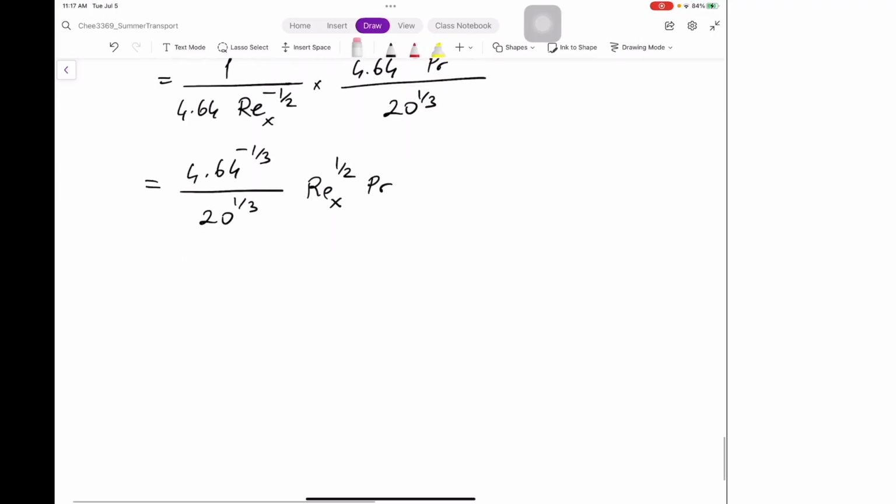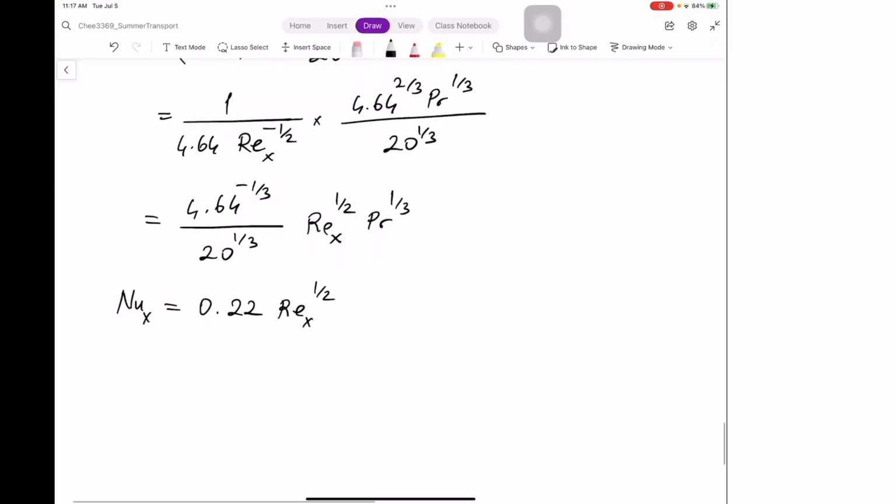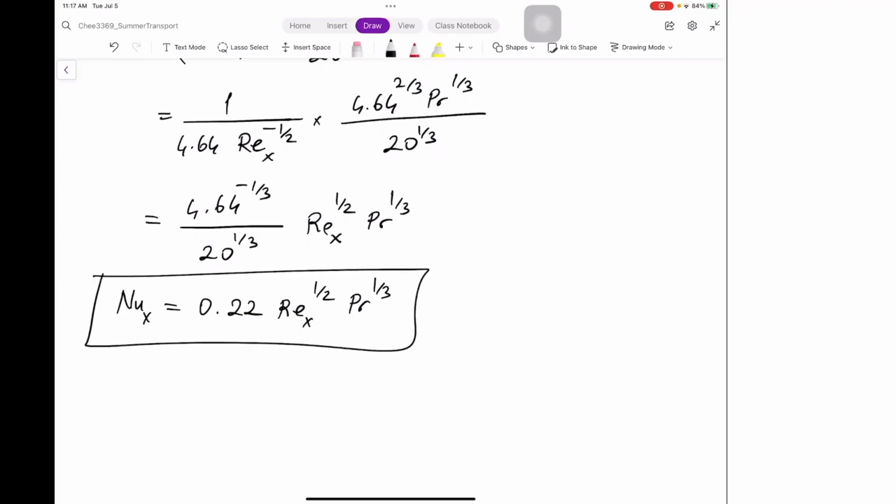And this is basically equal to Nusselt number x is equal to 0.22 Reynolds number x to the 1/2, Prandtl number 1/3. So that's the Nusselt number. And for this case, again, once you know the Nusselt number, you can calculate the heat transfer coefficient from the fluid properties and using this equation. Okay.